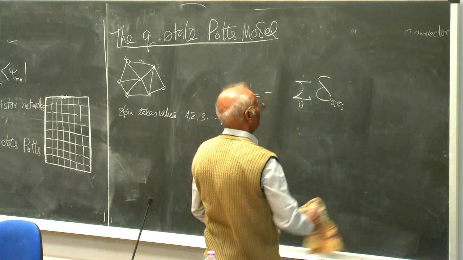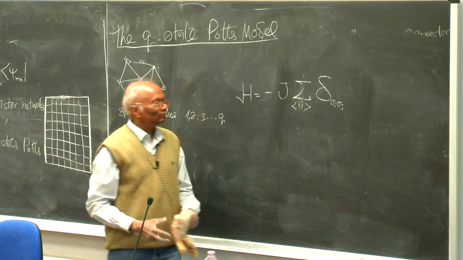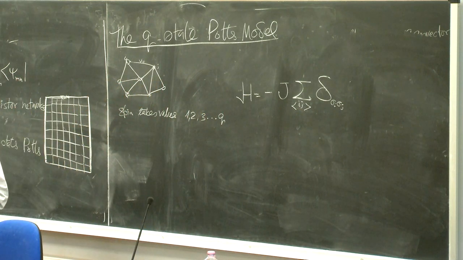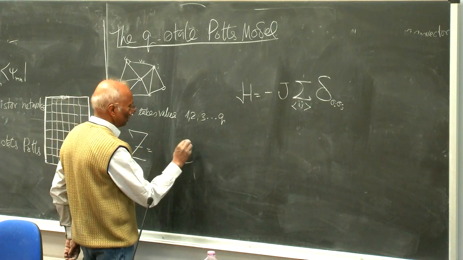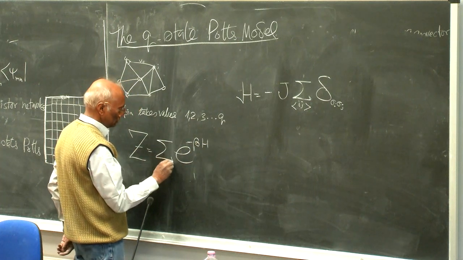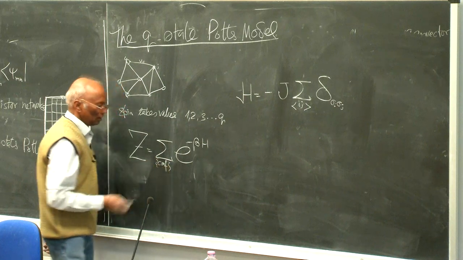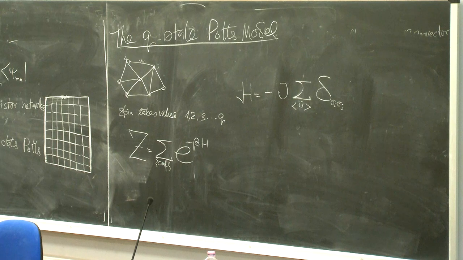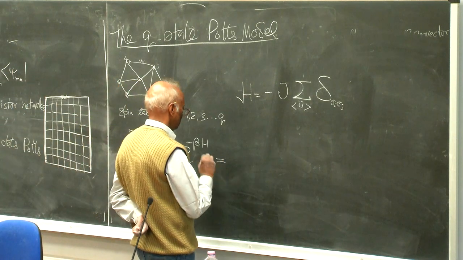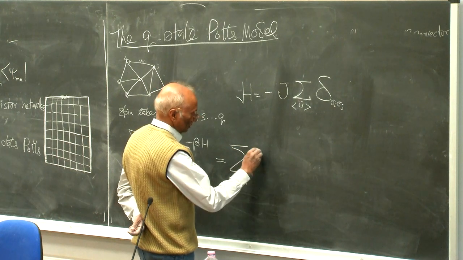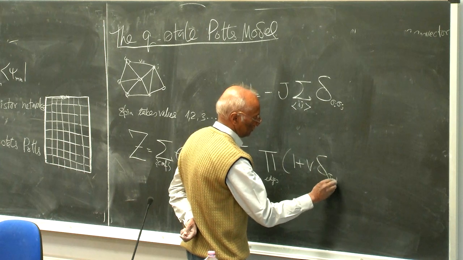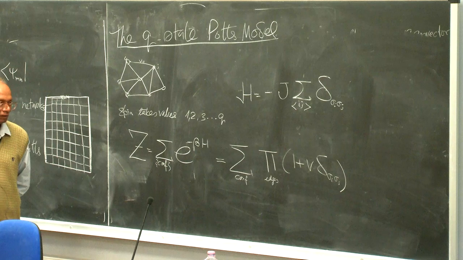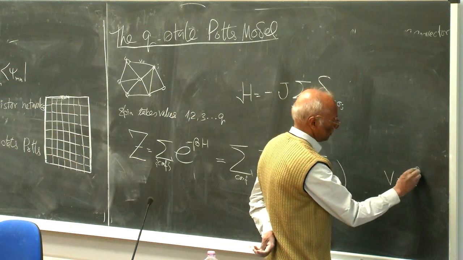So we put this outside, and this becomes a sum over edges, which are the non-trivial edges of the graph. Now this is very standard. The partition function is equal to the sum over configurations of spins of e to the power minus beta H. If you have n sites, there are q to the power n distinct states, and we sum over all of them. And so this partition function can be written as a summation over configurations, product over edges, 1 plus v delta sigma_i sigma_j, where v is equal to e to the power beta J minus 1.